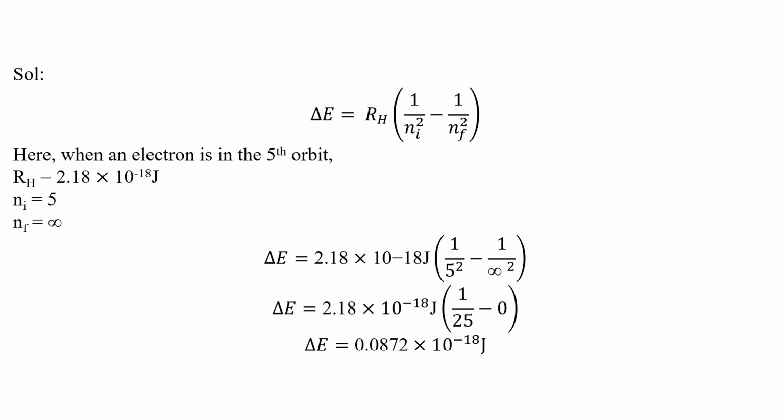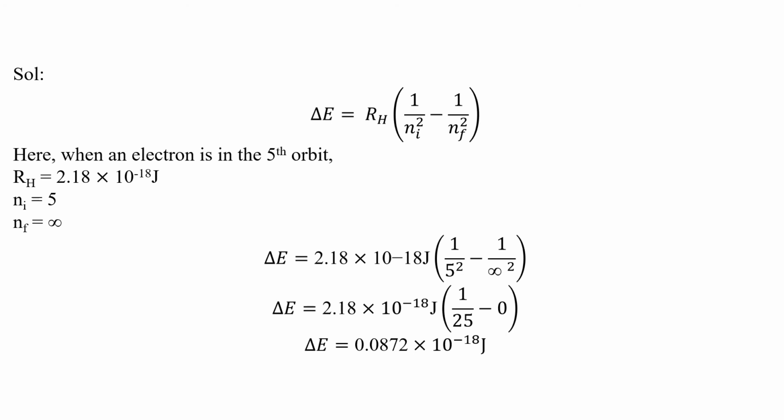So delta E equals Rydberg's constant into 1 by Ni square minus 1 by Nf square. Here just substitute the values of Ni and Nf and you get 2.18 into 10 power minus 18 joule into 1 by 5 square minus 1 by infinity square. 1 by infinity becomes equal to 0. This you should have learned from your mathematics classes. The value of 1 by infinity is 0.